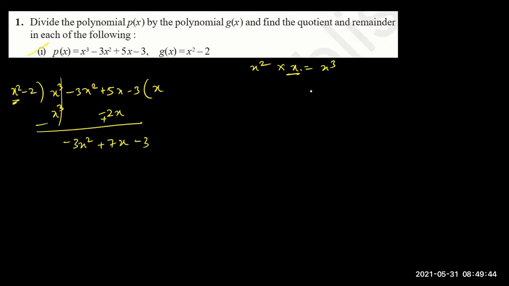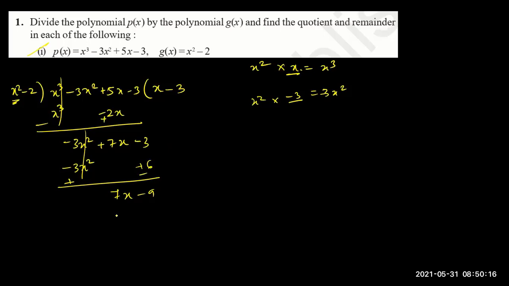Now the first term is minus 3x square, and here x square is there. To get minus 3x square, we need to multiply here by minus 3. Then it will become minus 3x square, and minus 2 into minus 3 is plus 6. Then this is plus and this is minus. These two terms cancel. Then it is 7x minus 9. So 7x minus 9 you got now here.